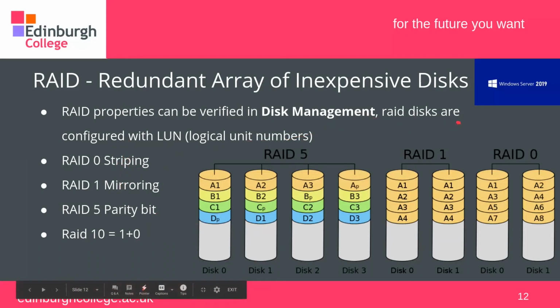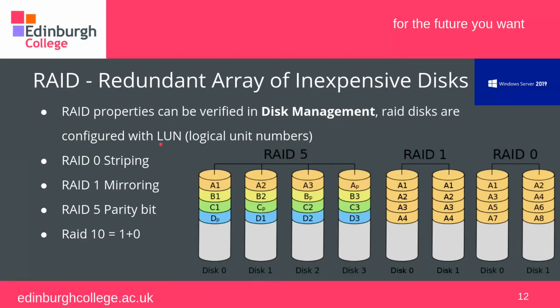Now, RAID disks are configured with numbers, okay? And those numbers are called LUNs, logical unit numbers, all right?